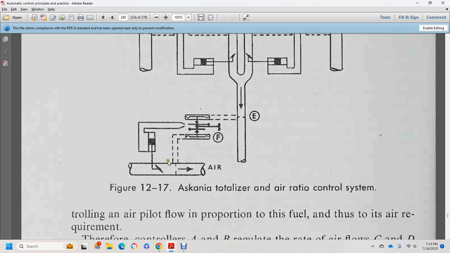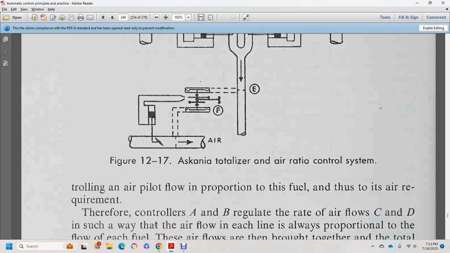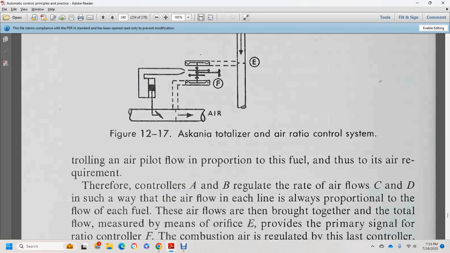This is an air totalizer air ratio control system, controlling an air pilot valve with a portion of the fuel, according to the air requirement. Therefore, controllers A and B regulate the rate of the airflow in C and D in such a way that the airflow in each line is proportional to the flow of each of the fuels.